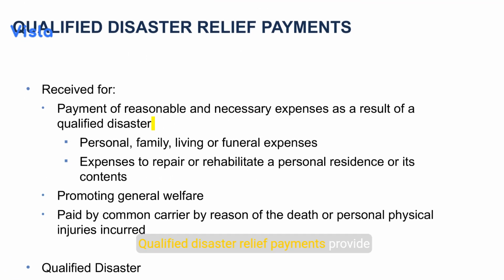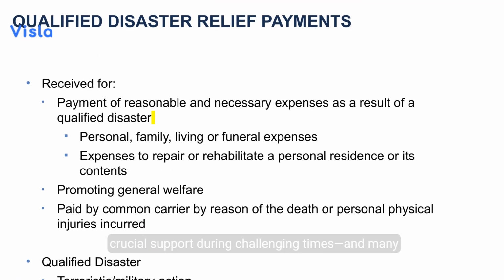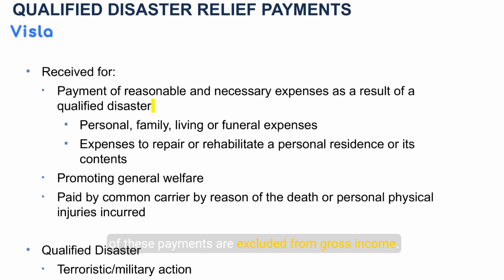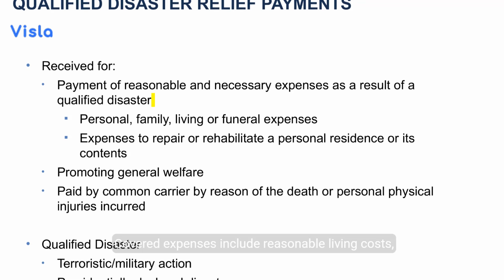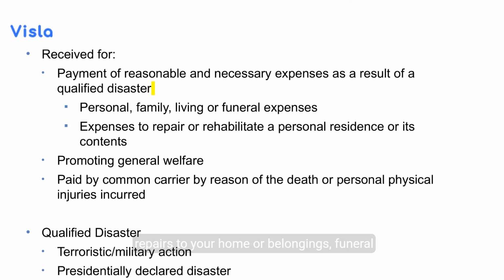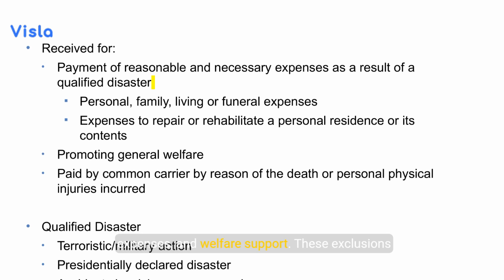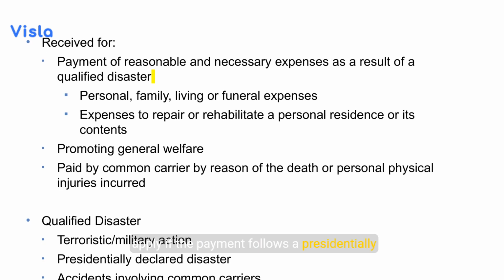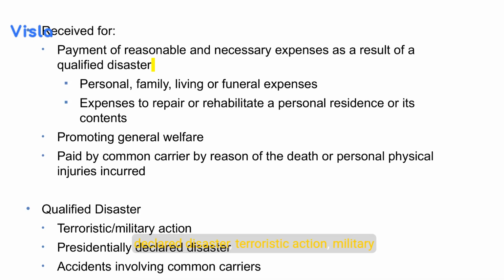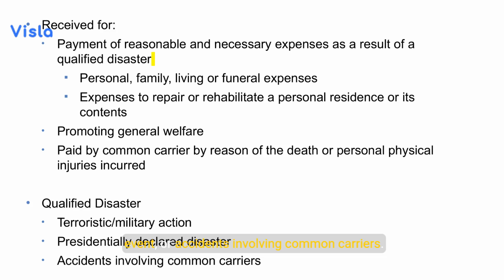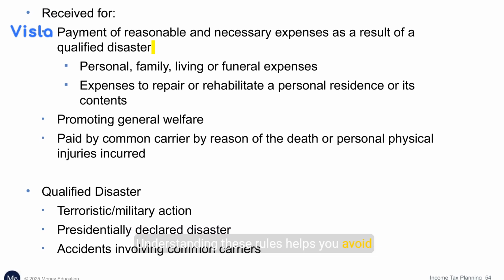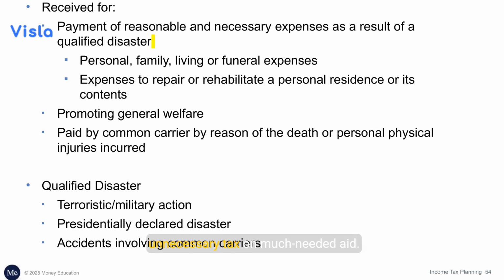Qualified disaster relief payments provide crucial support during challenging times, and many of these payments are excluded from gross income. Covered expenses include reasonable living costs, repairs to your home or belongings, funeral expenses, and welfare support. These exclusions apply if the payment follows a presidentially declared disaster, terroristic action, military event, or accidents involving common carriers. Understanding these rules helps you avoid unnecessary tax on much-needed aid.